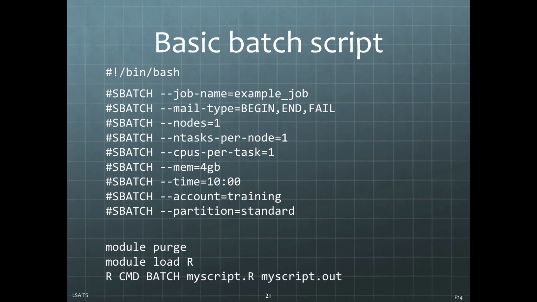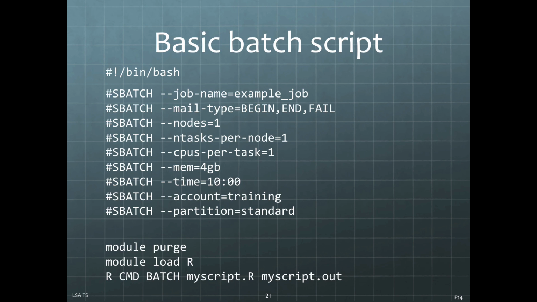So this is what a batch script looks like. They're all bash scripts. Down here is what I call the payload. So this is what the workflow actually is. This is a very simple example. We're unloading any previously loaded modules, so we start with a clean slate. We load the R interpreter, and then we run R in batch mode, and we give it an input script to process and an output file name to put the results. This is what you would run at the command line where you're running this interactively.